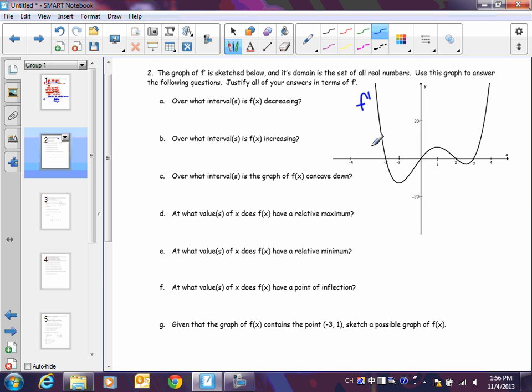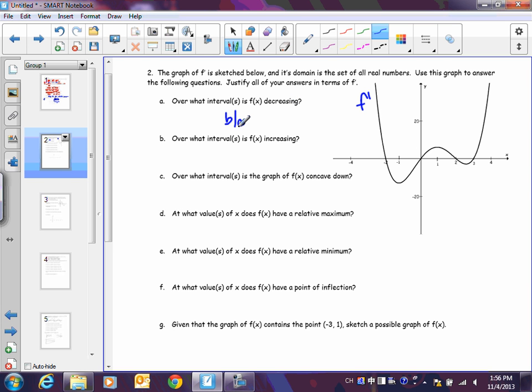So when we're looking at part a, over what interval is f of x decreasing? What you can't do is say, oh, f is decreasing all this way. F is decreasing from 1 to 2.5. No, f prime is decreasing. But if this says f of x is decreasing, it's a little bit more complicated. But I'm going to tell you something that's going to make this easier.